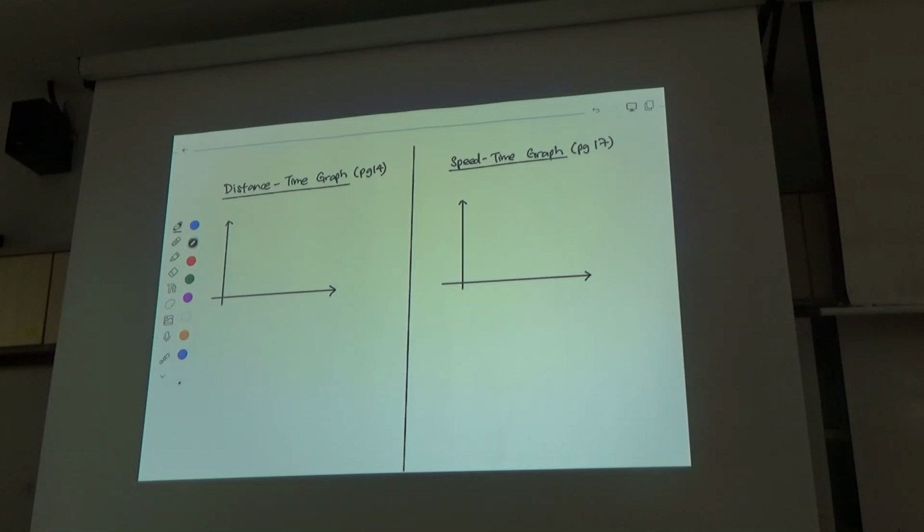A distance time graph has its axis, which I've already drawn. Okay, the vertical axis will usually be labeled distance, and then the horizontal axis will be labeled as time. Okay, likewise for a speed time graph, it will be labeled in this manner.